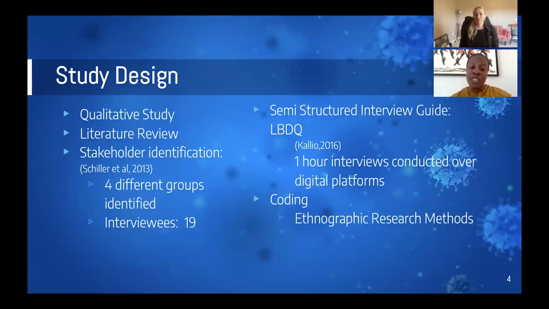Interview questions were semi-structured, where a guide was curated and employed using an established framework, which was originally described by Kaleo in 2016. And that framework was titled Leader Behavioral Description Questionnaire. From this, we were able to determine dimensions and subdimensions, and coding ensued using ethnographic research methods.